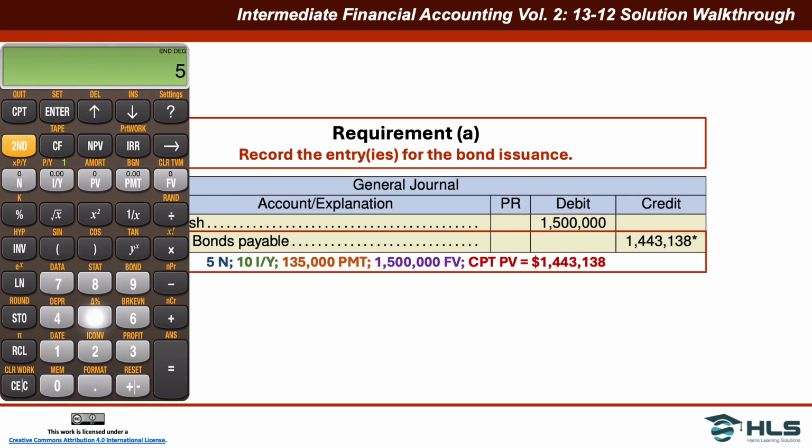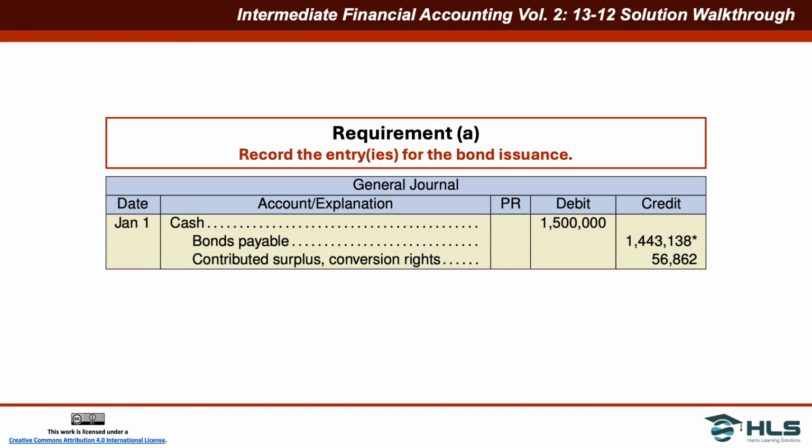Using our calculator, we will enter 5N because this is a 5-year bond. We'll enter 10 IY because the effective interest rate is 10%. The payment is going to be 9% of $1,500,000 or $135,000, and we'll enter $1,500,000 FV. Press the compute button and then PV will end up with $1,443,138. That's the amount that will be credited to bonds payable. The remaining amount then is the residual, which is $58,862, and that will be allocated to the equity component of the instrument, so we will credit an account called contributed surplus conversion rights for that amount.